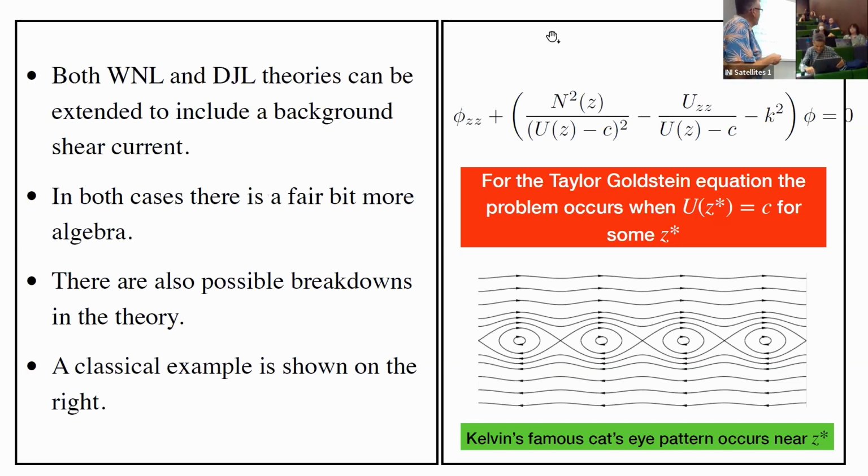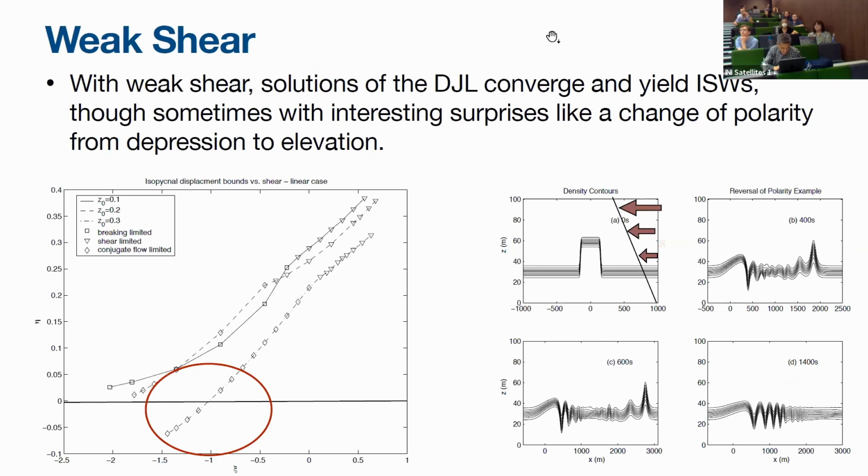People notice that something bad happens if U of Z equals C somewhere, and then when you fix it, you get these Kelvin's cat's eyes patterns. So I've been looking for these in simulations for a long time as well. Turns out they're not quite as easy to generate when you've got a wave, but it is in almost every textbook. Okay.